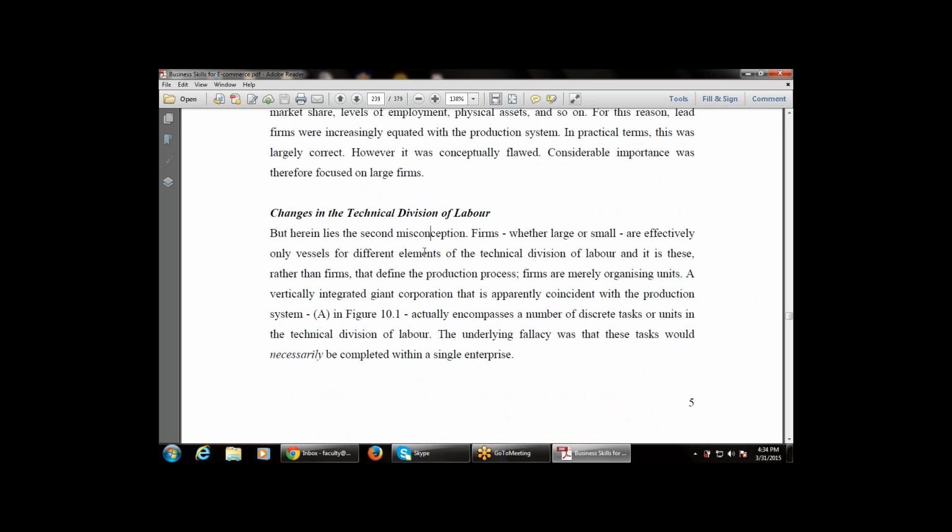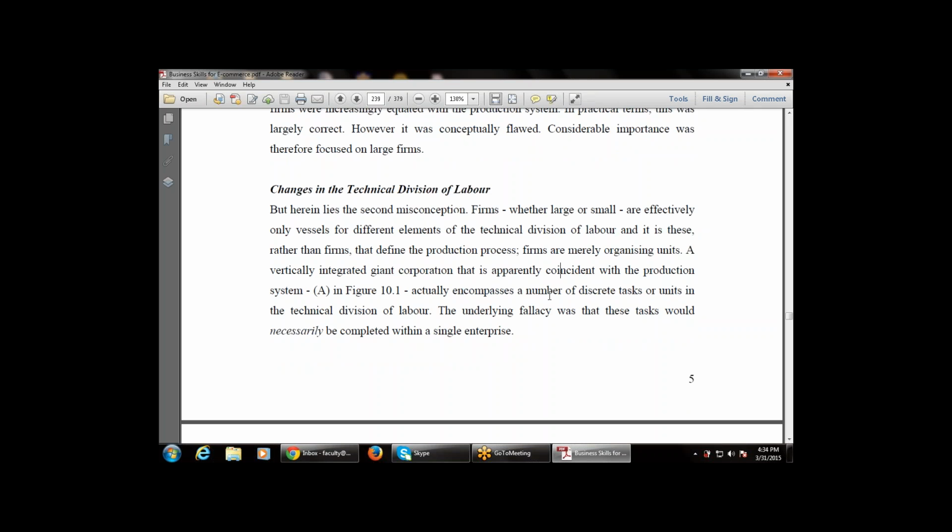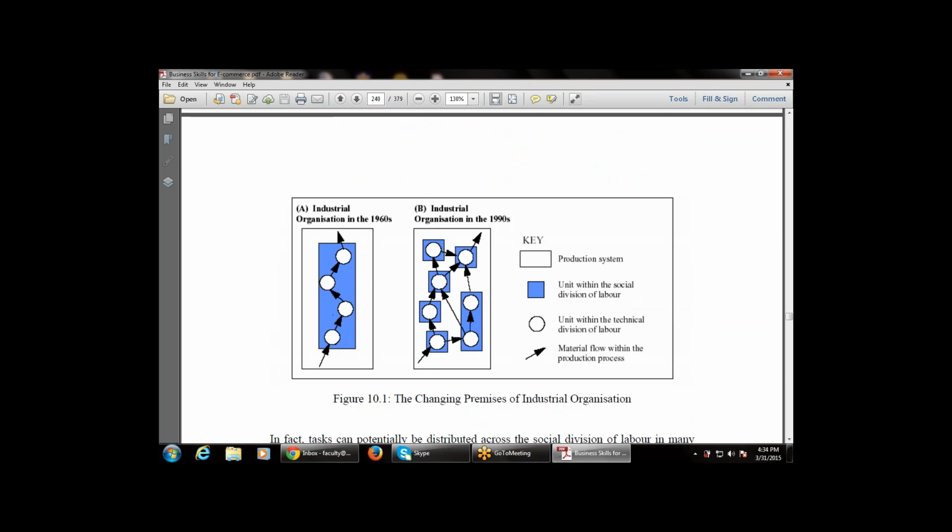Herein lies a second misconception. Firms, whether large or small, are effectively only vessels for different elements of the technical division of labor, and it is these rather than firms that define the production process. Firms are merely organizing units. So there is also a technical division of labor that also occupies supply chain management.